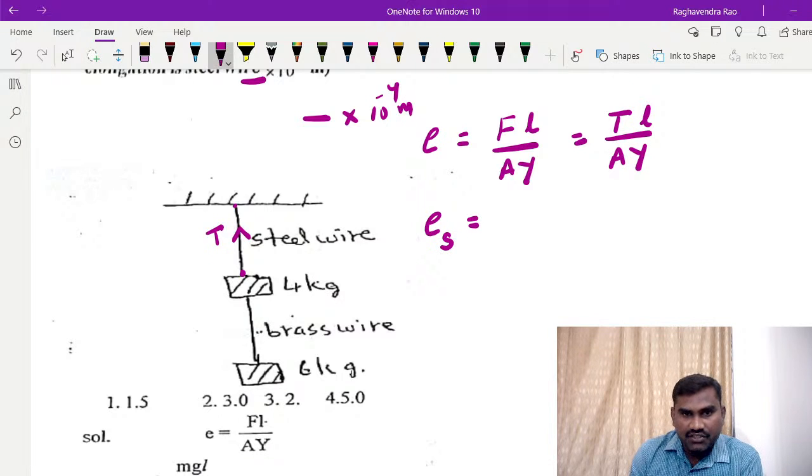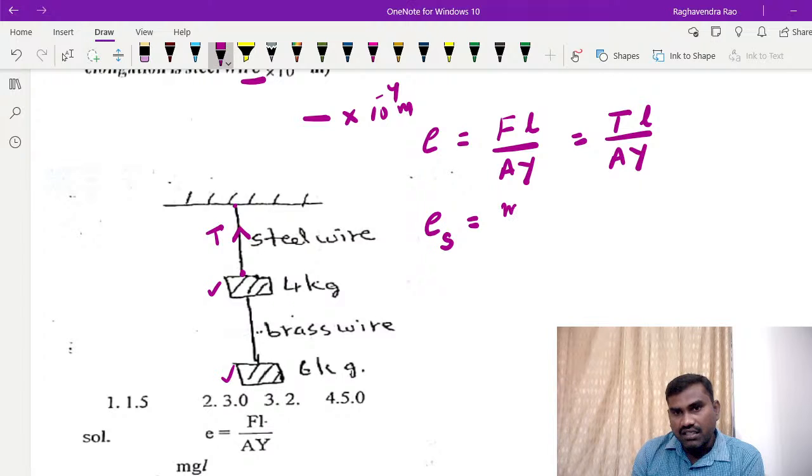So the steel wire has to hold both the 4 kg mass and the 6 kg mass. If the brass wire also has some mass, it means 4 kg mass plus brass wire mass plus weight mass. So the entire weight present in this area, the steel wire has to hold. Now as the brass wire and steel wire have negligible mass, we can take it as attached with 4 kg and 6 kg. That means the elongation produced in the steel wire is because of these two masses.